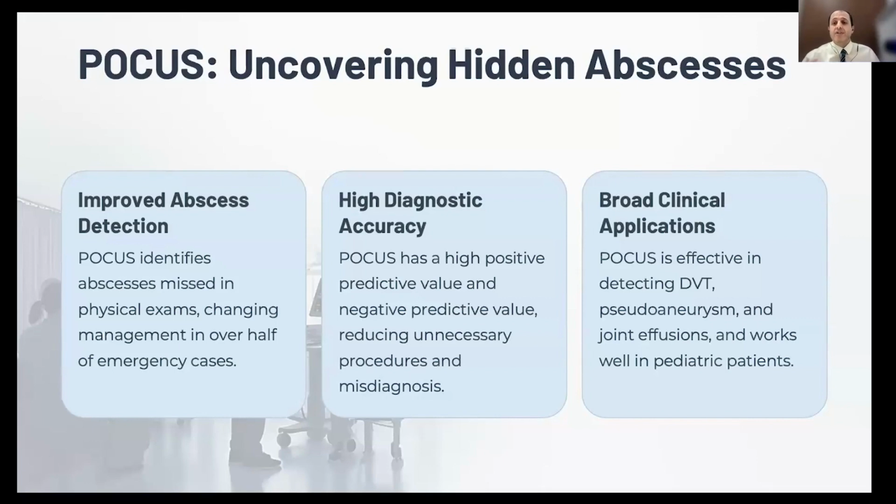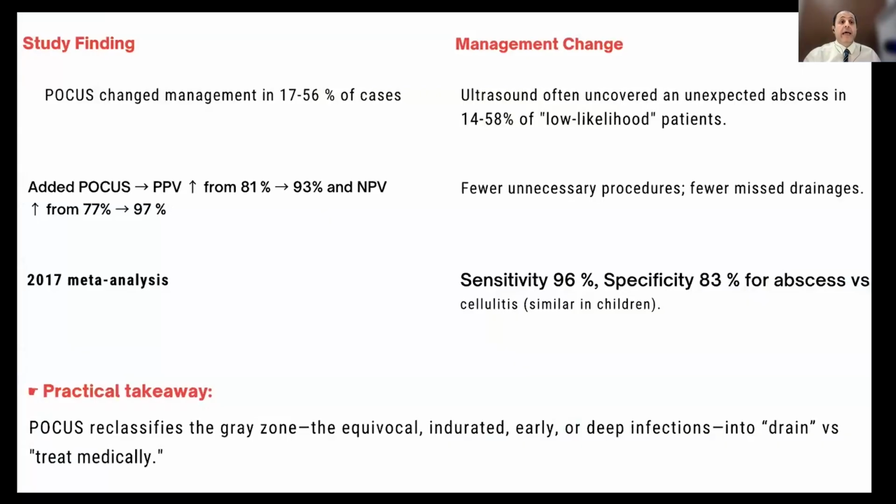And actually, performing the POCUS is not just to find some pus under the skin. Sometimes we need to make sure there is nothing else, like maybe DVT or an aneurysm, or, if there is redness and erythema over the joint, maybe there is a joint infusion, such as the case we reviewed together. And fortunately, it works in both pediatric and adult settings. Per the study, POCUS changes management in 17 to 56% of the cases.